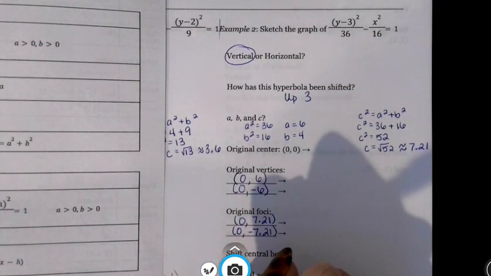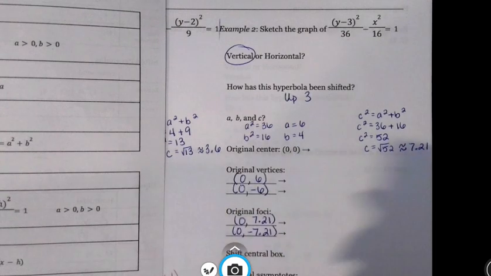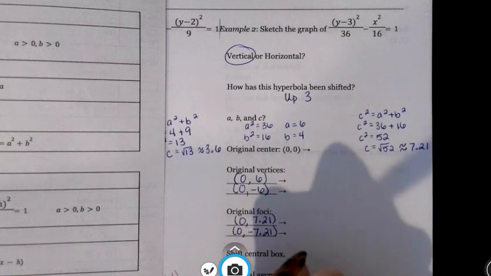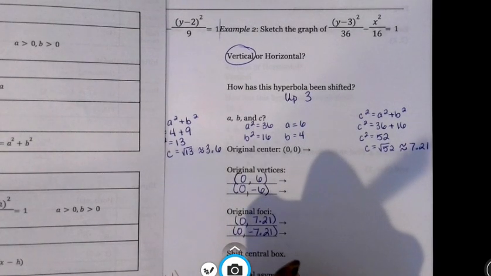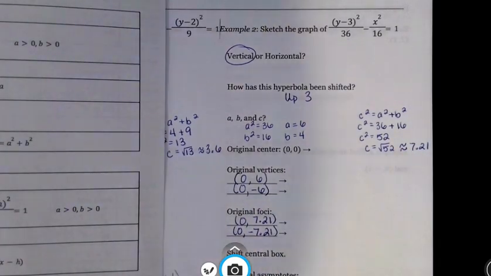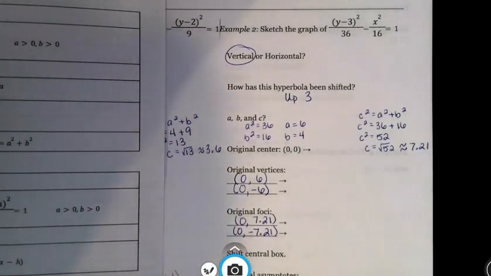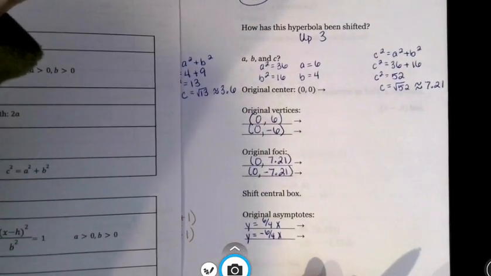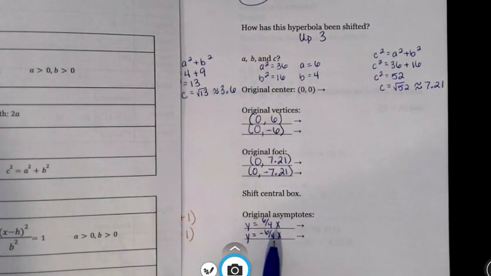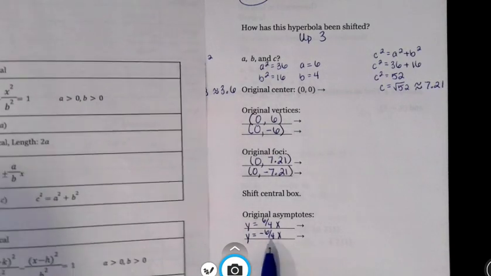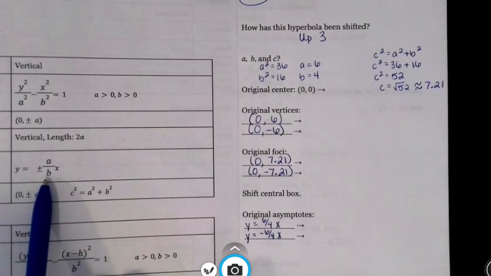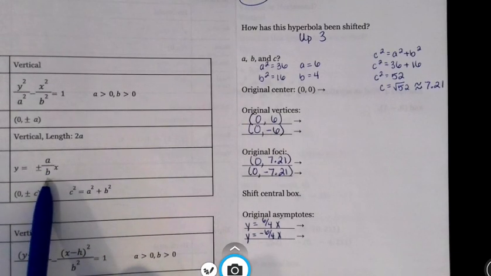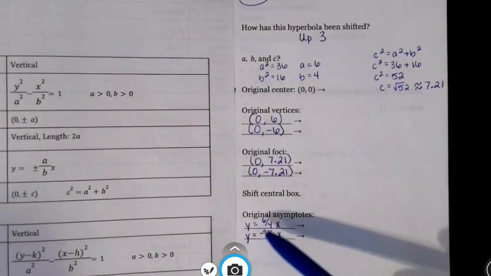And then for my original asymptotes, I have y equals positive a over b, so 6 over 4, and then y equals negative 6 over 4. 6 over 4 can be simplified as 3 over 2. Oh my goodness, you can't even see that. So you can leave it as 6 over 4, or you can simplify the fraction, that is fine. And how I got that is by using this equation here. So we knew our a was 6 and our b was 4. We plugged them in there and we have both the positive and the negative version.